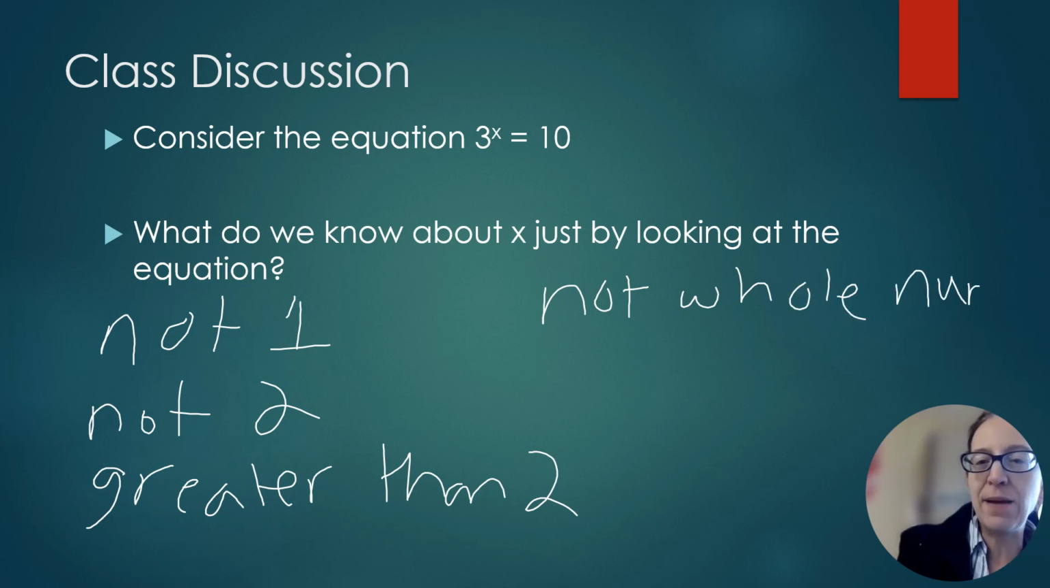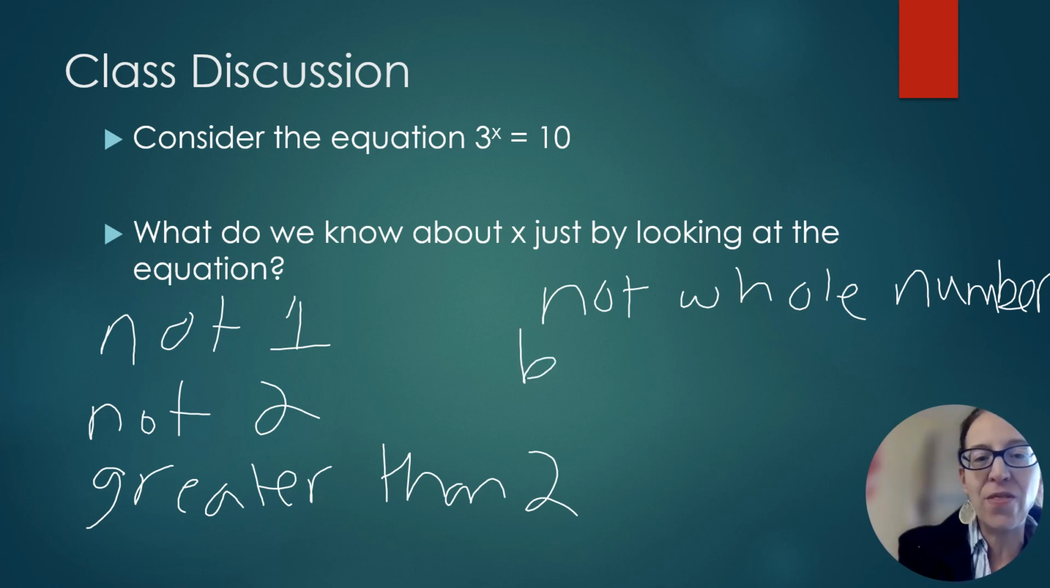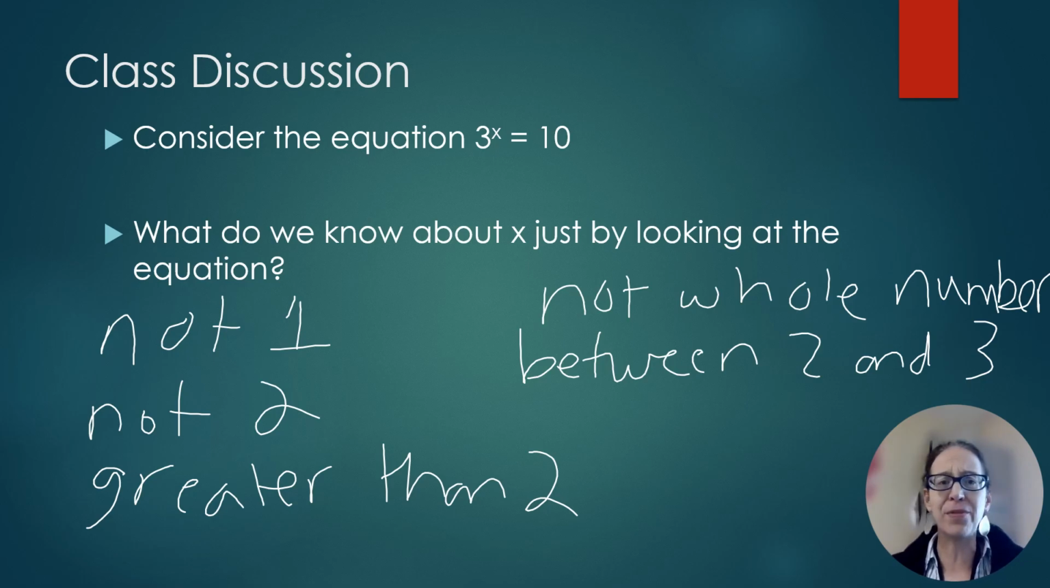Okay, so maybe somebody goes up to 3 to the third and they're like, ooh, 3 to the third is 27. That's too high. And then eventually, usually what will happen in a class is we'll settle on this: x is between 2 and 3. And so we end up there.